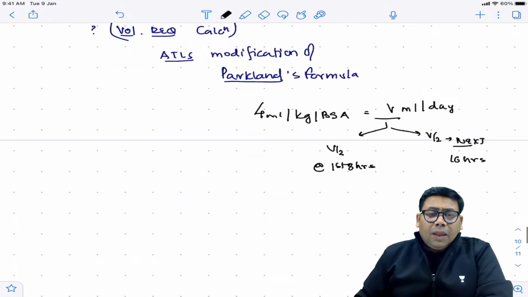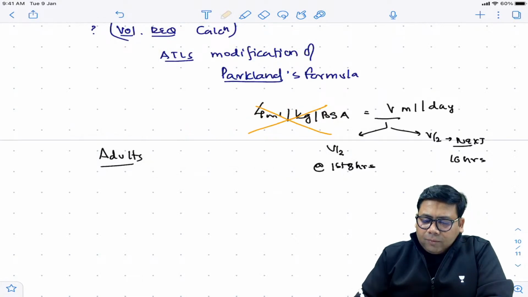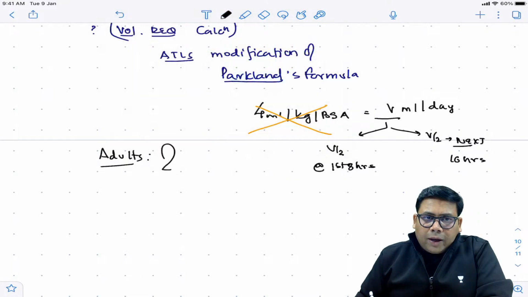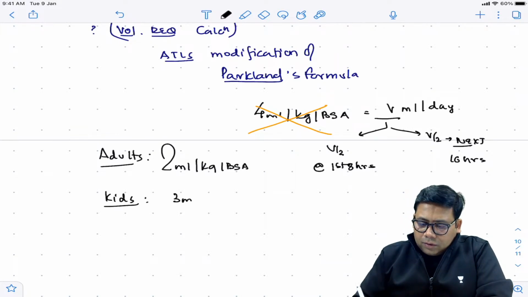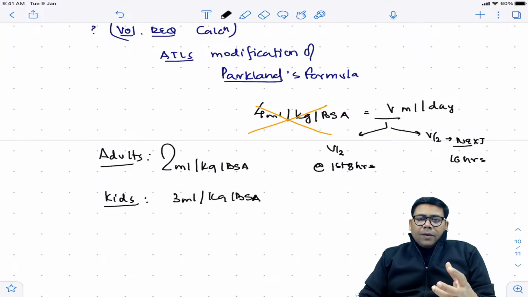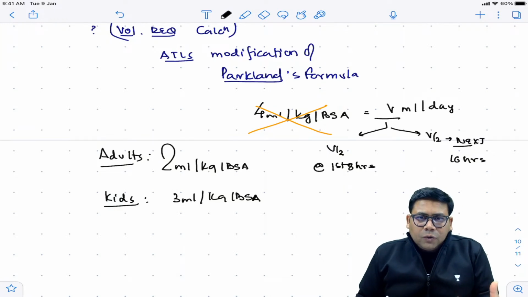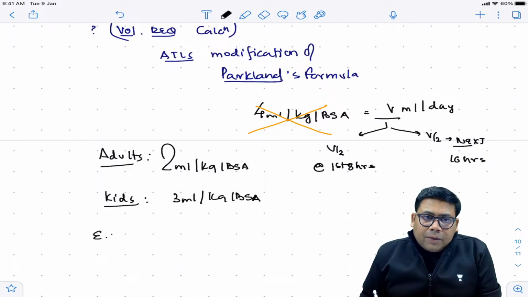This was the rule. The next is, what is the formula for adults? Instead of this 4, everything else is the same, but this formula has been modified to 2 ml per kg per BSA. For kids, it is 3 ml per kg per BSA. For electric burn, since the point of entry might be deceptive, why? Because skin is very resistant, so you might not get the exact amount. So for electric burn patients, we still use the formula of 4 ml per kg per BSA.